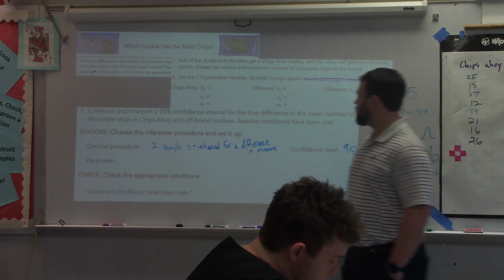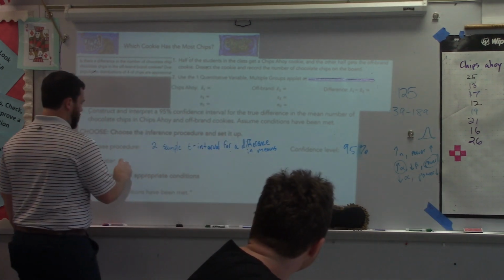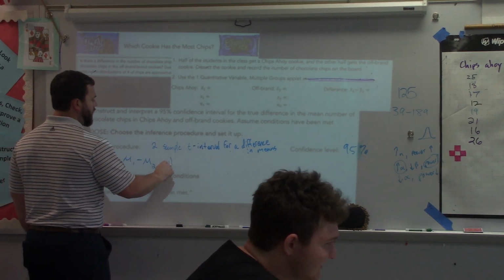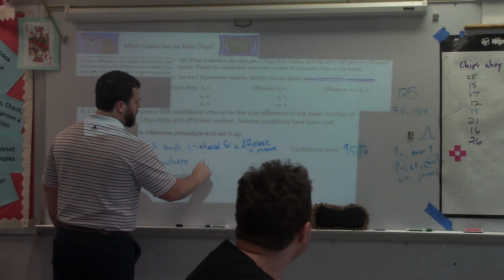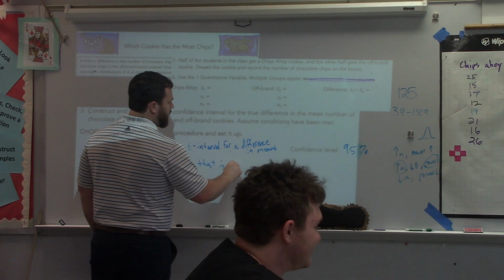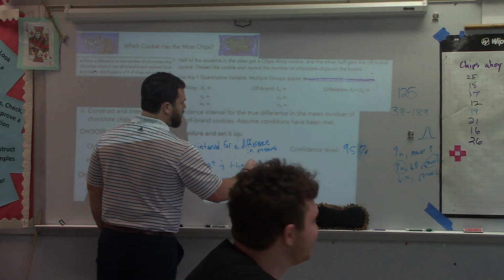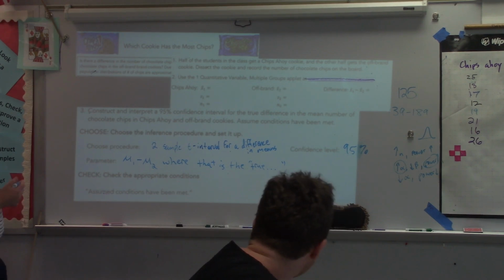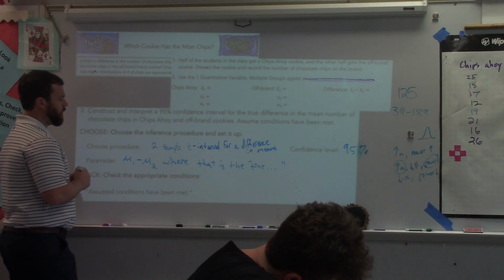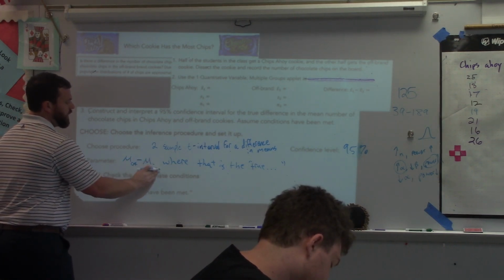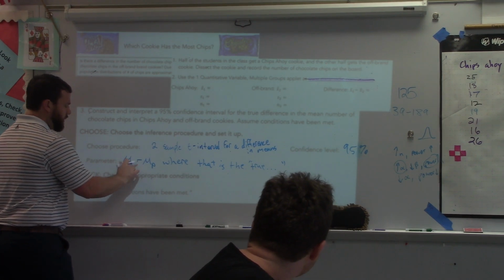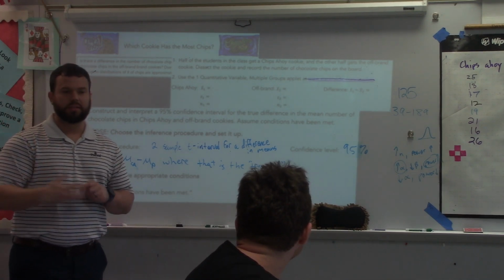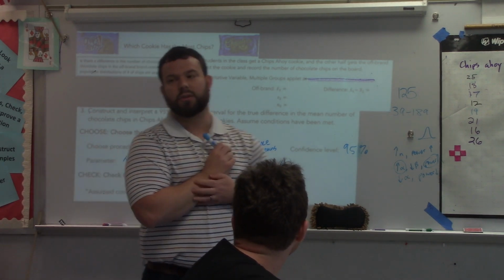Parameter: the true difference of chocolate chips in Chips Ahoy and Publix. mu1 minus mu2, where mu sub CA is the true mean number of chocolate chips in Chips Ahoy and mu sub P is for the off-brand. Any idea why I'm doing CA and P? Chips Ahoy and Publix. Right, so putting some context in my subscripts usually will count as evidence of understanding the parameters.